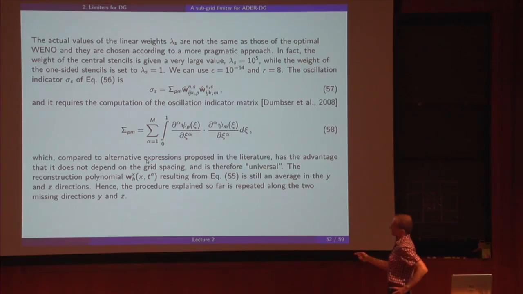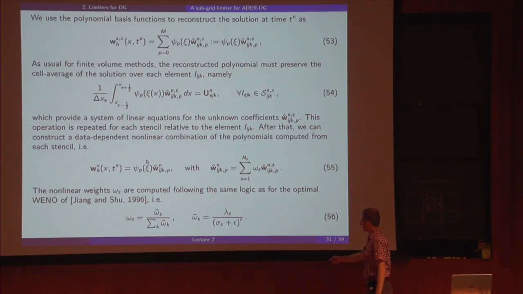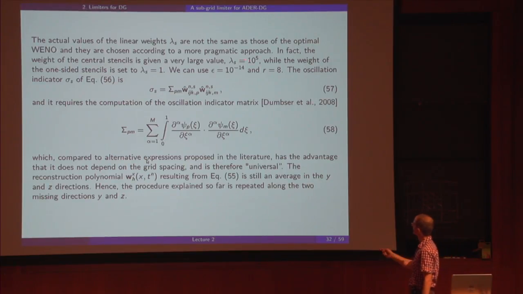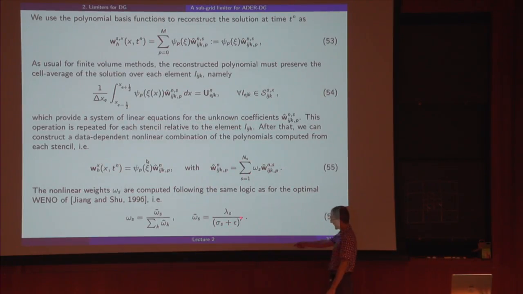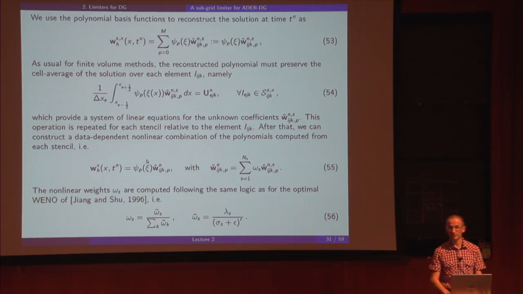In practice, for the choice of lambda here, because there is this lambda in the numerator, you have some freedom. You can choose to give a very large number to the central stencil, 10 to the 5 is what we do, actually, and a very small number, 1, to the left and the right stencils. Or you may say, well, this is exaggerated, I will always prefer the central one. But it's not actually true because of this term here, which can become very large, particularly with the exponent r equal to 8. So that is a practical choice, and actually results are not affected much by this.